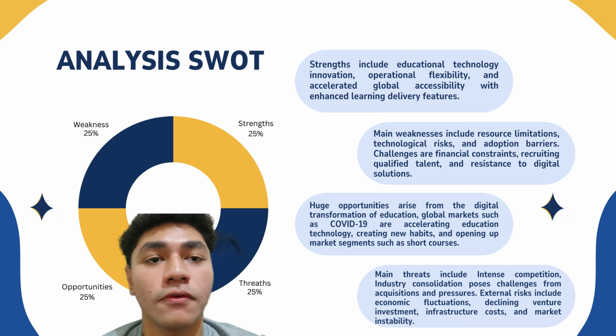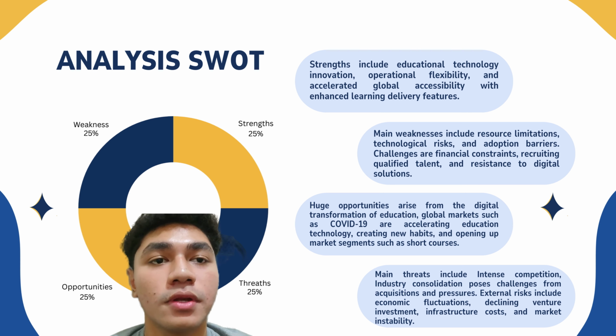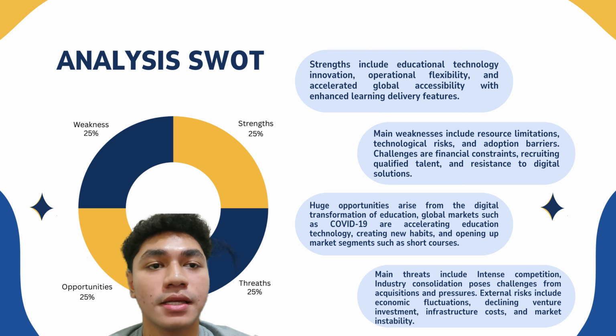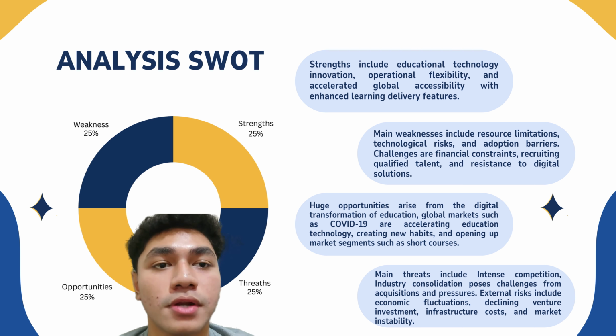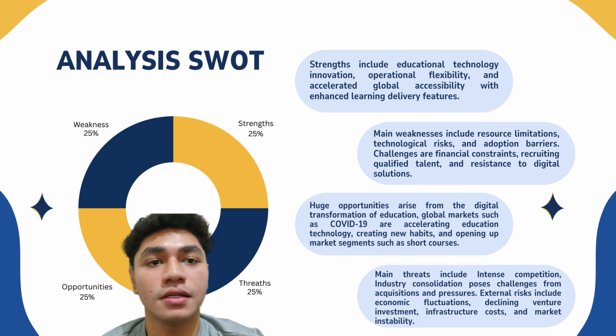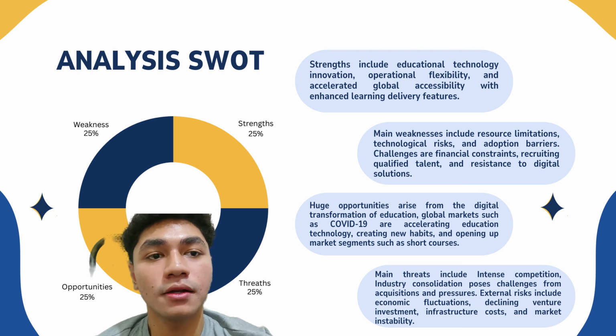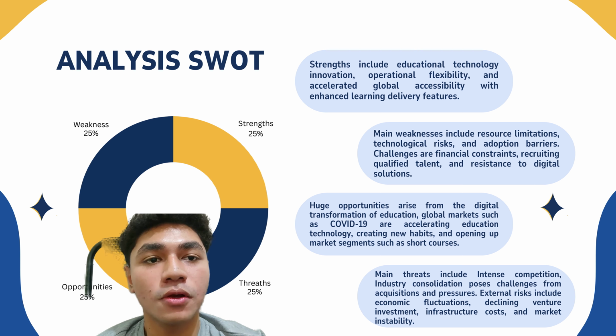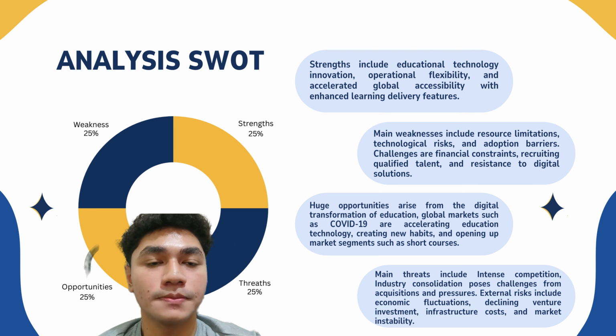Okay, so for the SWOT analysis, we got strength 25%, threat 25%, opportunities 25%, and weakness 25%. For the strength, it includes educational technology innovation, operational flexibility, accelerated global accessibility, and enhanced learning delivery features. For the threat, we got intense competition, industry consolidation, price challenges from acquisitions and pressures. External risks include economic fluctuation, declining venture investment, infrastructure costs, and market instability.